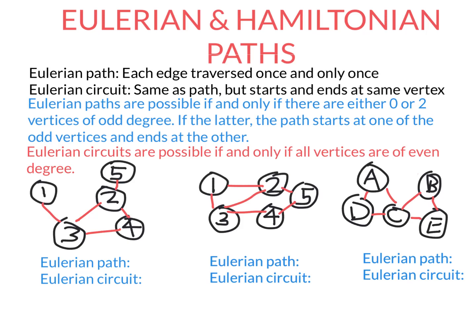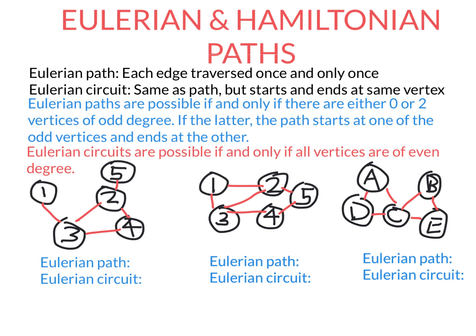Thank you so much for tuning into this video in which we will look at Eulerian and Hamiltonian paths. We start with Eulerian paths, so called because they're named after Euler, who first came up with them. A path is just a way to get from one vertex to another. We call a path Eulerian if it traverses, so if it goes through, each edge once and only once. An Eulerian circuit is the same as an Eulerian path, but it starts and ends at the same vertex.